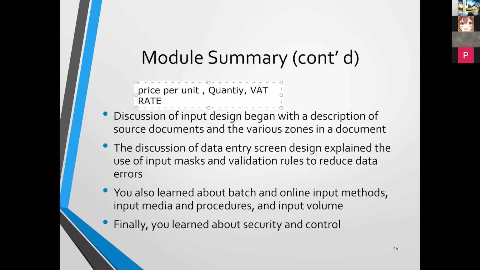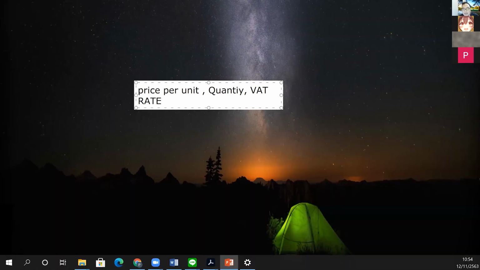That helps save time if you can do the batch input. Staff can do some other things, instead of doing data entry one at a time. Input media and procedures and also input volume. Finally, we talk about security. And we talk about the controls that we need to have in both input and output. So these are the things that you have to consider when we have the input and output design, including the screen design as well.